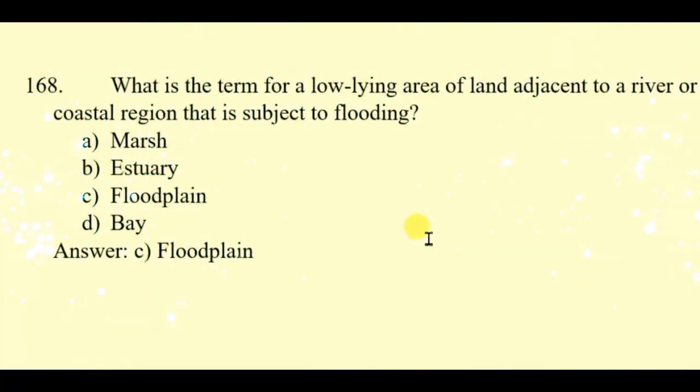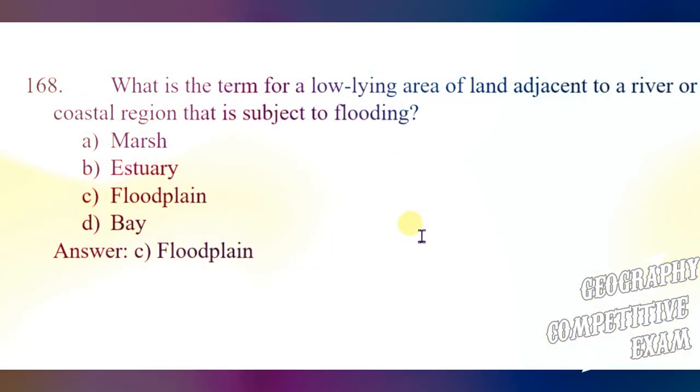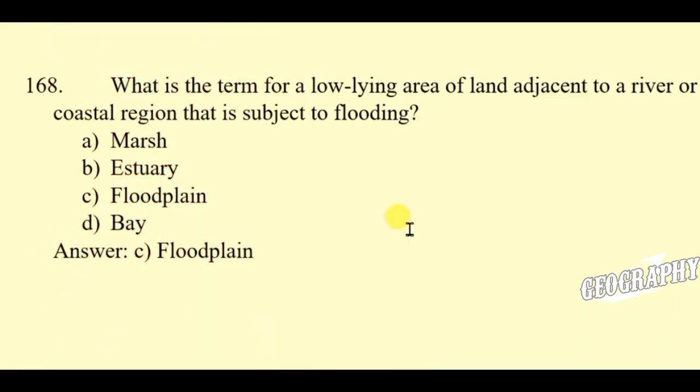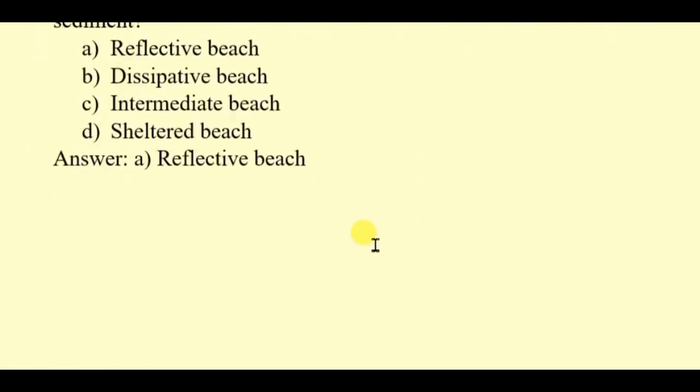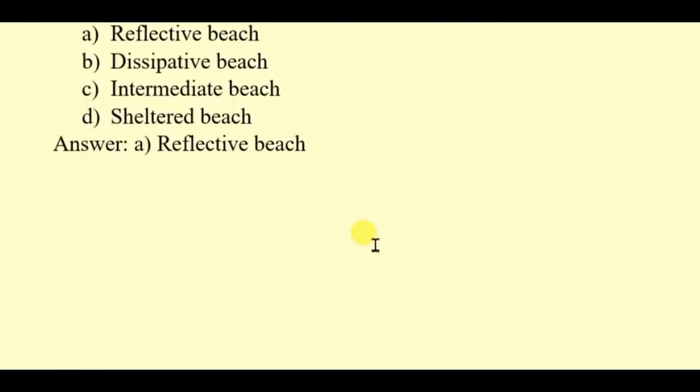Question 168. What is the term for a low-lying area of land adjacent to a river or coastal region that is subject to flooding? Marsh, estuary, floodplain, bay. Here the right answer will be floodplain. Question 169. What type of beach is characterized by steep slopes and coarse sediment? Reflective beach, dissipative beach, intermediate beach, sheltered beach. Here the right answer will be reflective beach.